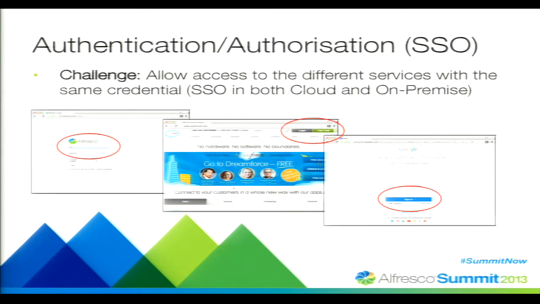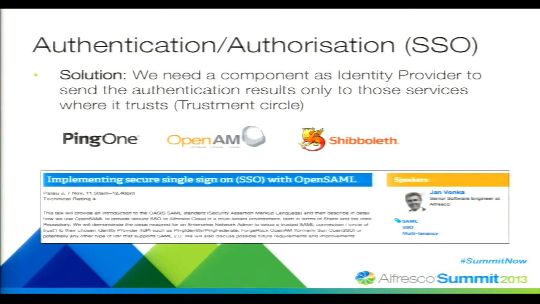So this is the first challenge, and as a solution, we need a component as identity provider to send the authentication result only to those services it trusts, okay? So basically what we need is a component on top of the services that allows us to do single sign-on between them, okay? And just one entry point for the single sign-on, in this case, the identity provider. We are not going to provide further detail about this because all of this is based on SAML, and there is another call about this. No, it's not tomorrow, it's on Thursday, I think.